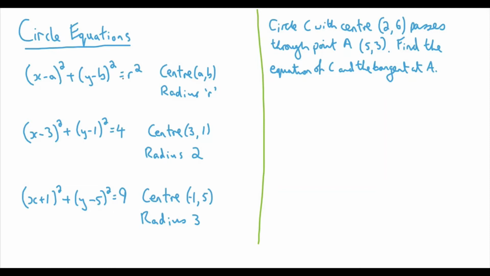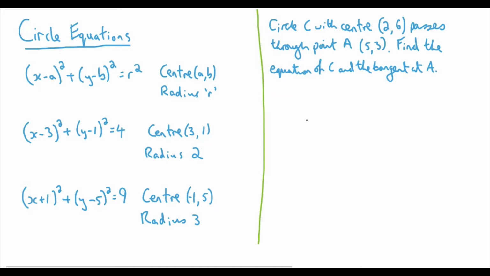Starting with the equation of C, though, we can already say that it's going to be x minus 2 squared plus y minus 6 squared. But we don't know what the radius is. Well, in general, when we're saying radius, we're meaning a line, a length from the centre of the circle to the edge of the circle. If this circle is passing through point A, we're saying that A is lying on the circle. It's on the edge of the circle.